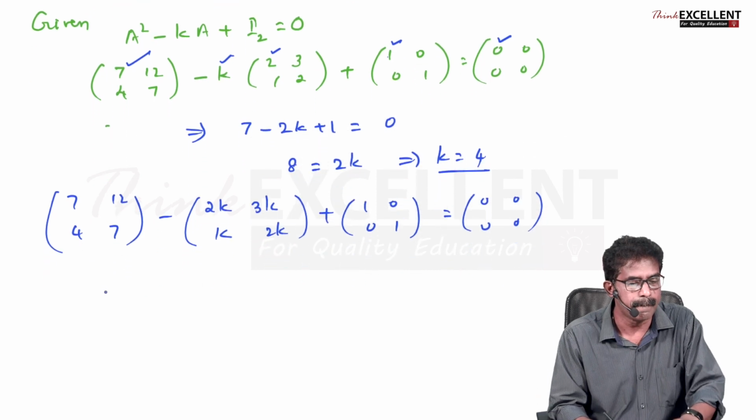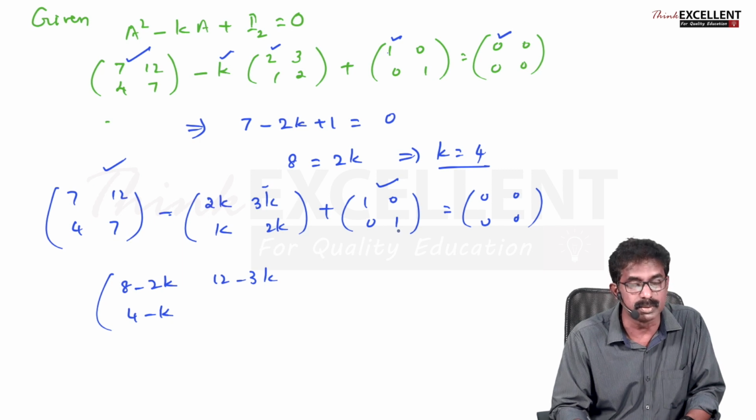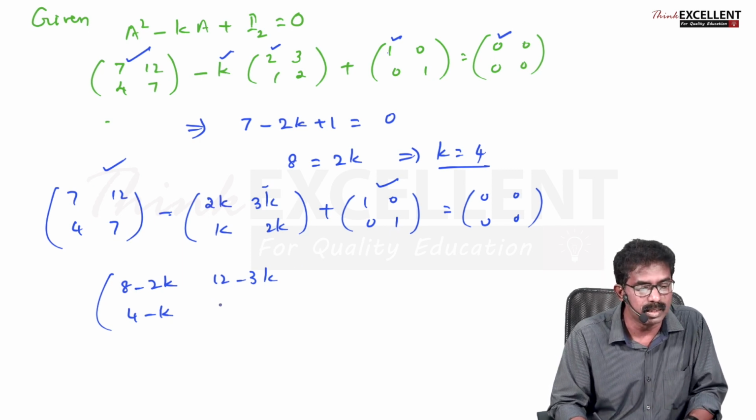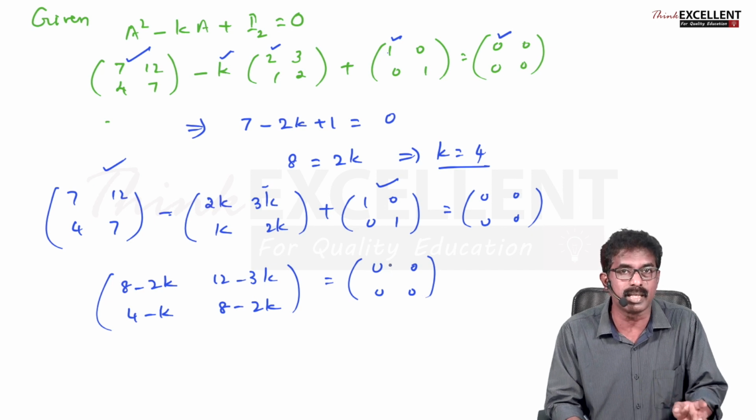Now please listen. For this and this you can add it, right? So 7 plus 1, 8, and this one minus 2k: 8 minus 2k. Next one, 12 plus 0, that is 12 only. Here minus 3k. Next one, 4 plus 0, 4 only, 4 minus k. Like terms, first and last, 7 plus 1, 8 minus 2k, equal to the answer 0, 0, 0, 0. Two matrices are equal, so the corresponding elements are equal.